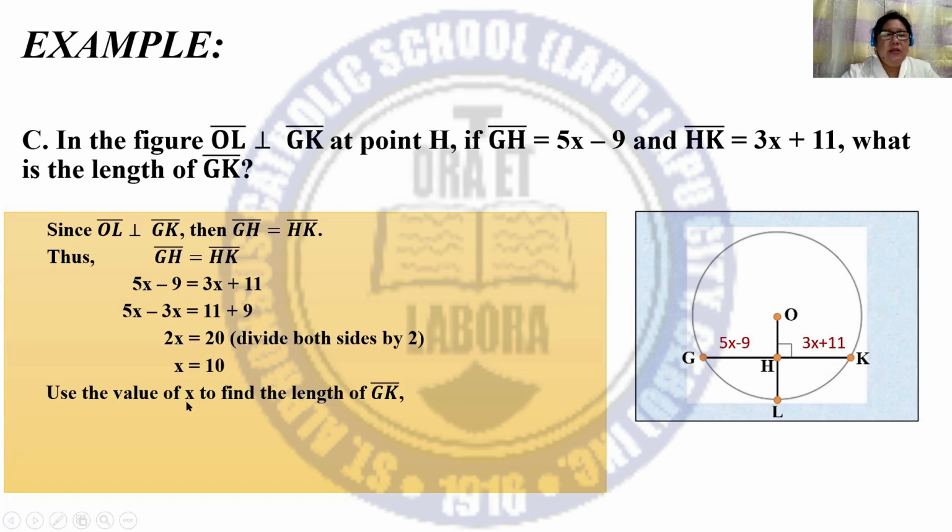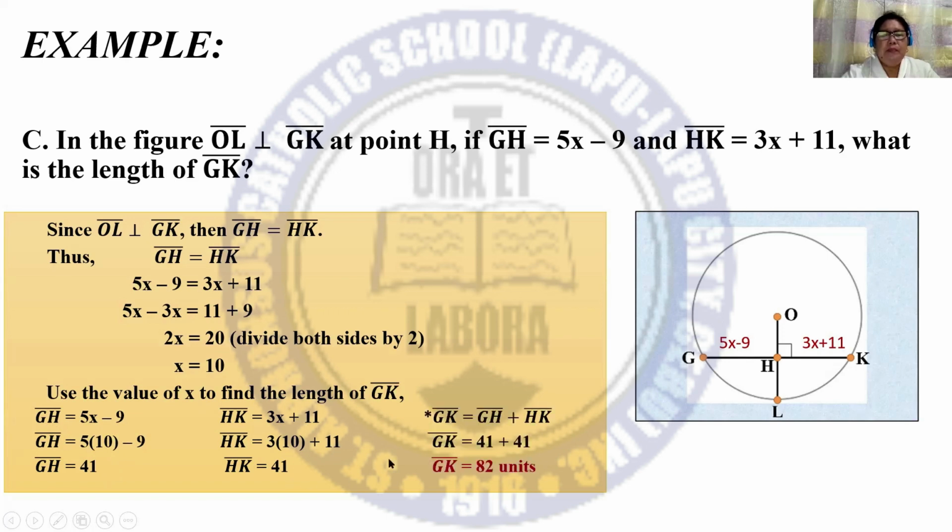Then using the value of x, which is 10, to find the length of GK. So, for GH, we have 5x minus 9, change x into 10. So, we have 5 times 10, 50 minus 9 is 41. And for HK, we have 3x plus 11. So, 3 times 10 plus 11 is equal to 41. So, GK now is equal to GH plus HK. That is 41 plus 41 is equal to 82 units.